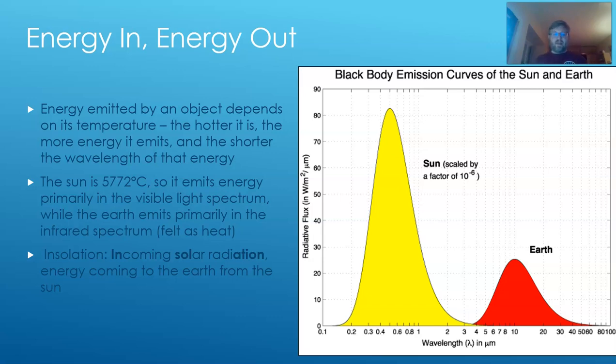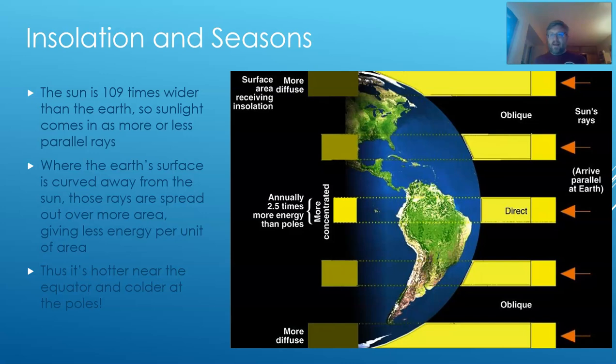And this energy that's coming in from the sun, we refer to as insolation. That is a smushing together of the words incoming solar radiation. So incoming solar radiation, energy coming to the Earth from the sun, we call that insolation. And insolation helps us understand the different climates and seasons that we have on the Earth.